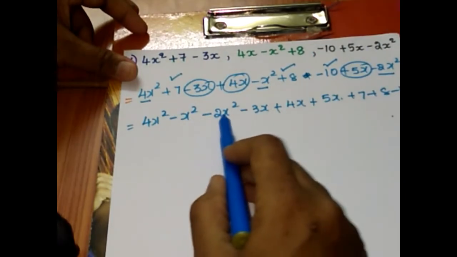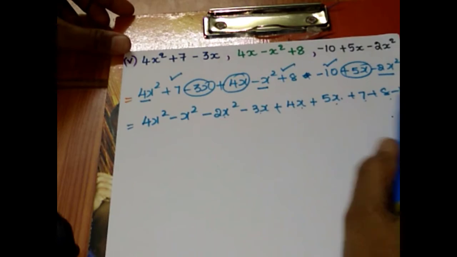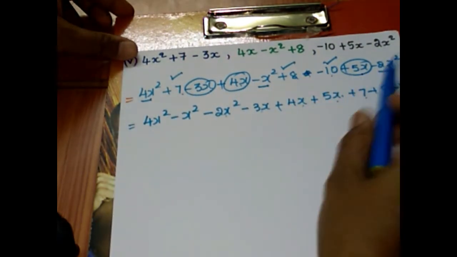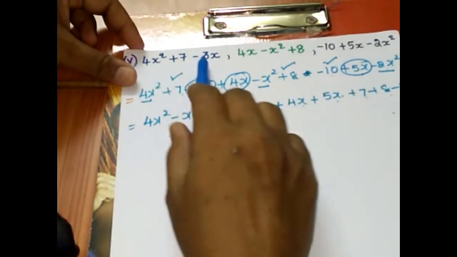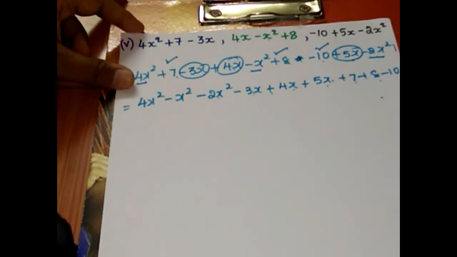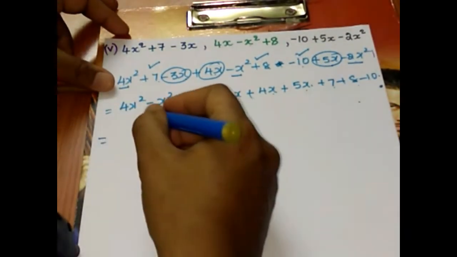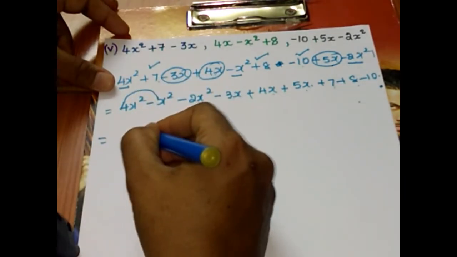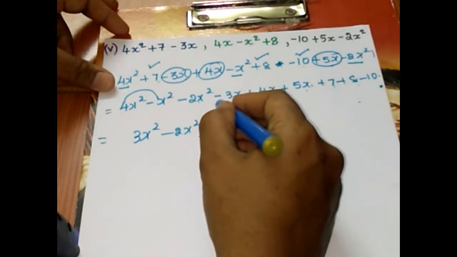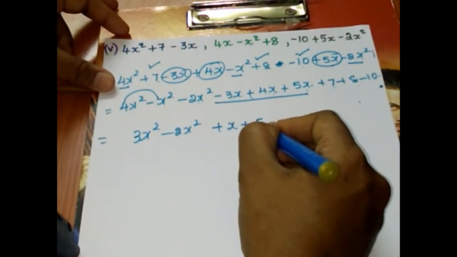Let me count. 1, 2, 3, 4, 5, 6, 7, 8, 9. All the 9 terms we have taken. So if you miss any one term, the solution seems to be very wrong and difficult also. 4 minus 1, 3x square minus 2x square, minus 3x plus 4x is plus x, plus 5x.